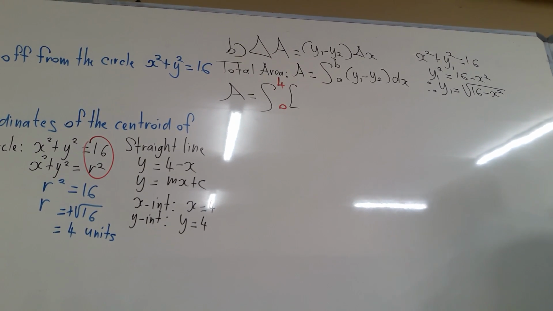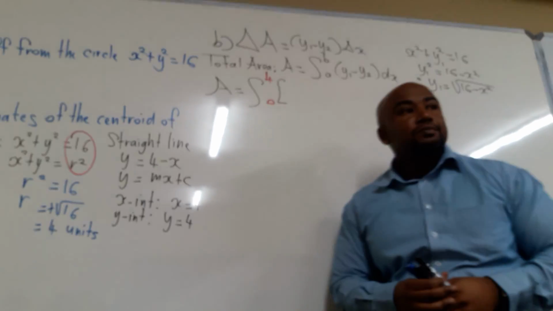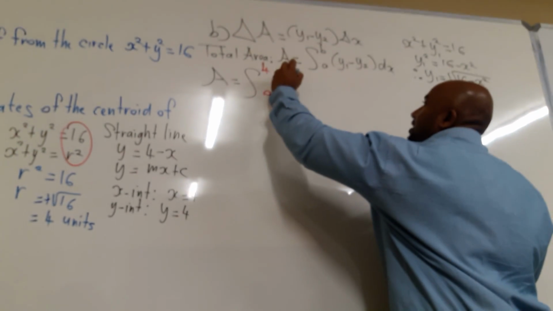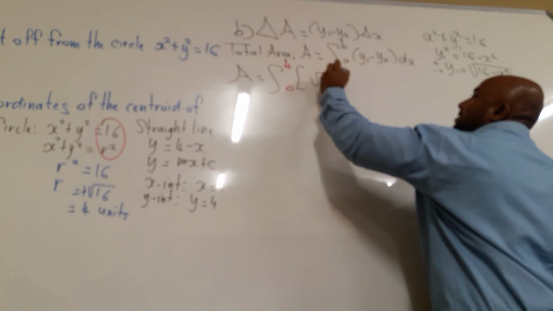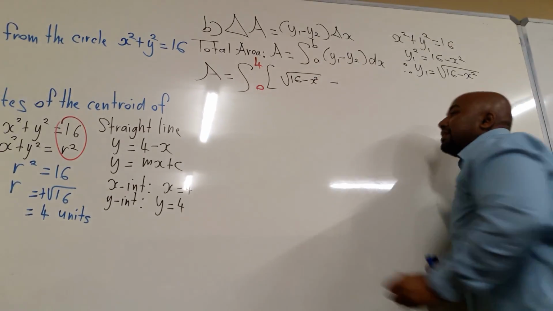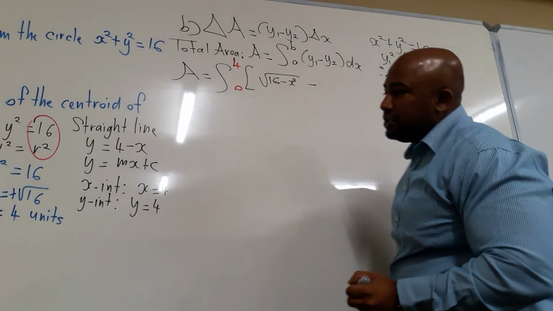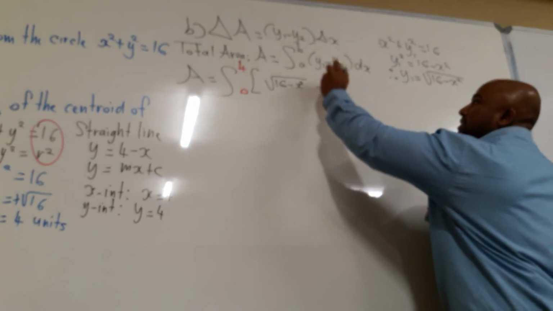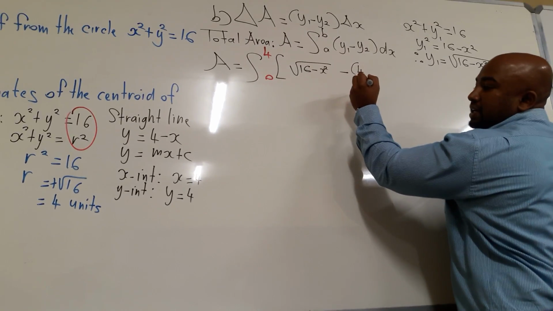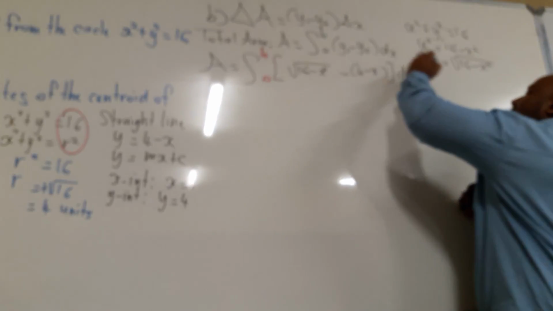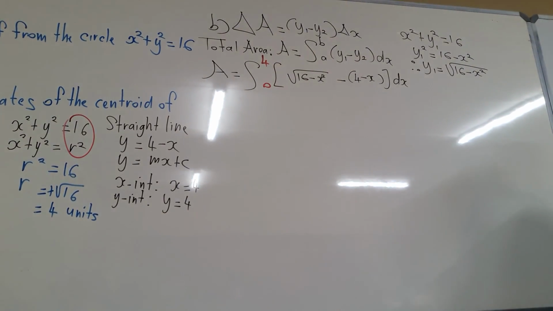Okay. Now, let's substitute. So that will be the square root of 16 minus x squared minus y2. What is y2? y2 is 4 minus x. Now we need to integrate.